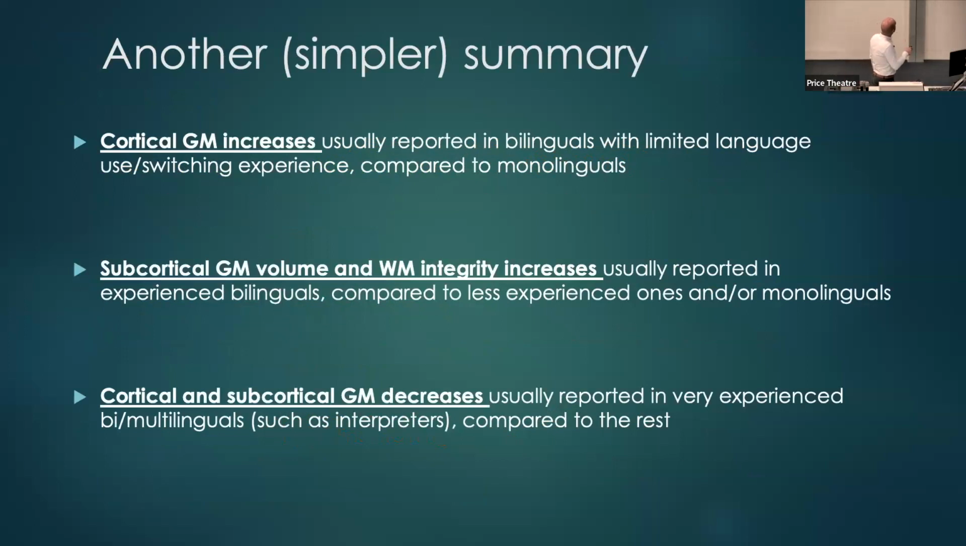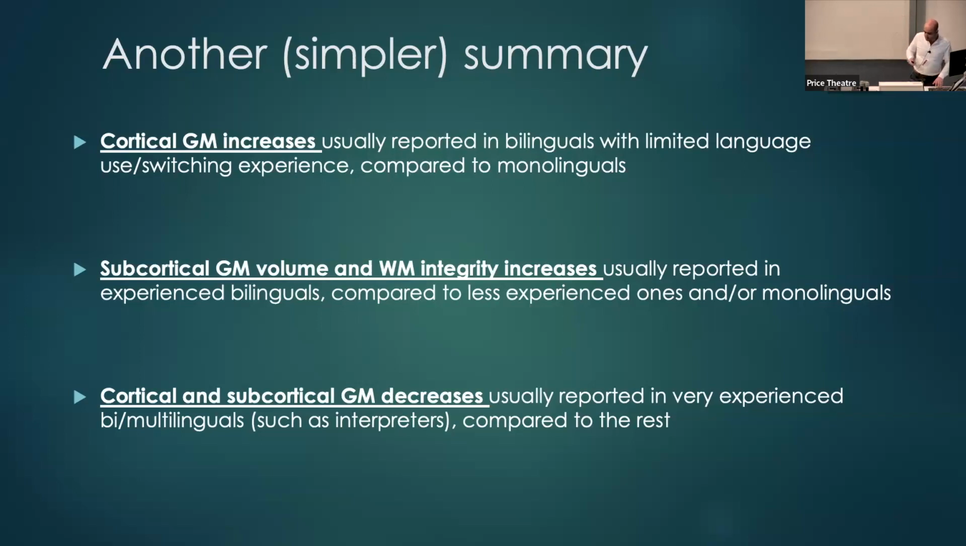So cortical gray matter increases are usually reported in bilinguals with limited experience in L2 use or language switching, compared to monolinguals. Subcortical gray matter volume and white matter integrity increases are reported in experienced bilinguals, people that find themselves in immersive environments, when you compare them to monolinguals, but also when you compare them to less experienced bilinguals. Then the decreases, which is the most interesting finding, are usually reported in the very experienced lot, which is the interpreters, compared to the rest.